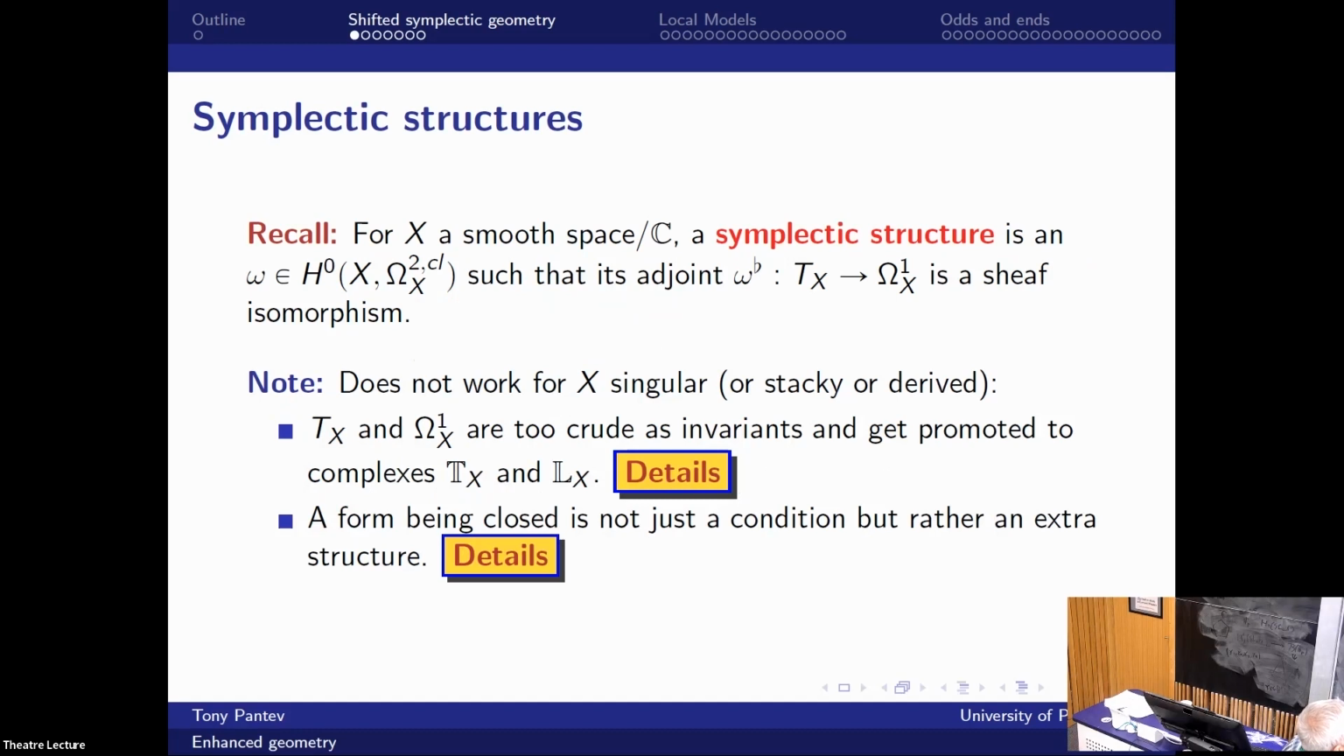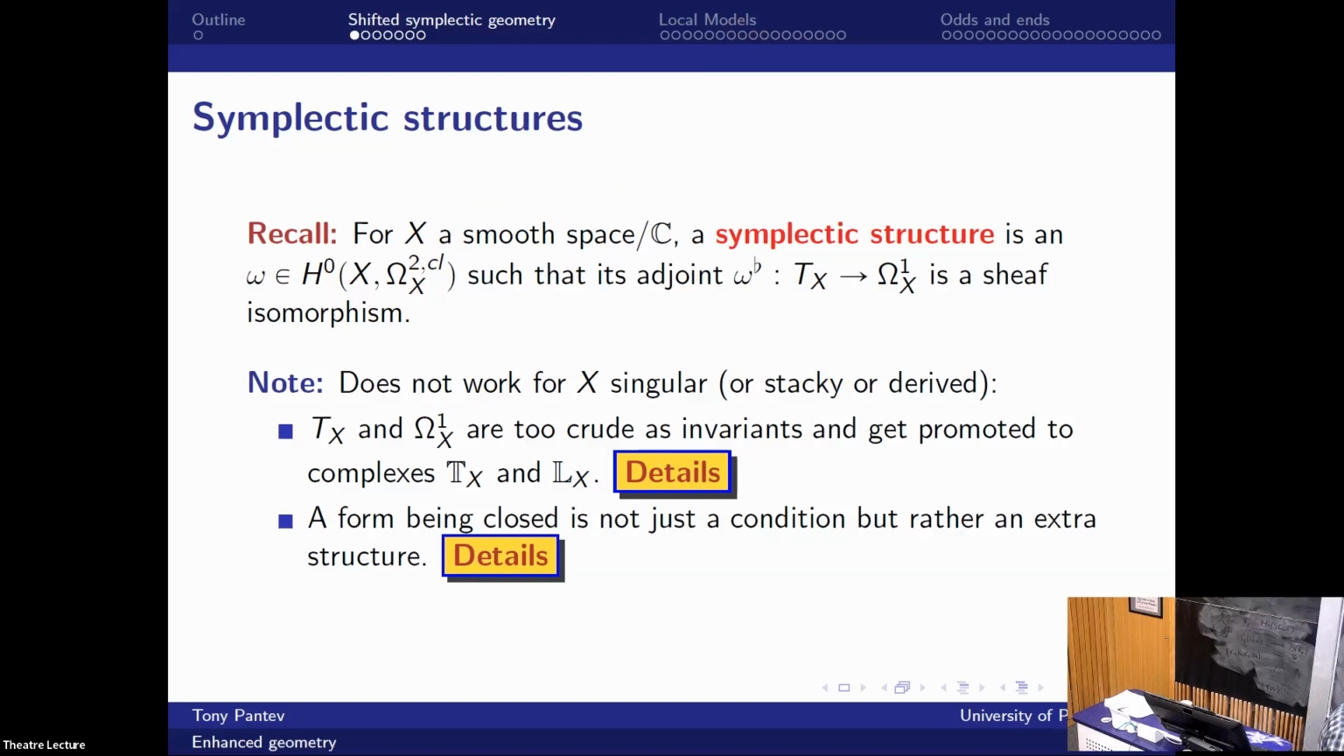Okay, so very quickly, I'm not going to delve into the shifted symplectic geometry, but let me just point out the highlight. If you have a smooth space, say over the complex numbers, a symplectic structure is a closed algebraic two-form such that the contraction of vector fields with that form gives you a map to one-forms, and that map is a sheaf isomorphism. So that's the non-degeneracy condition. And then there is an integrability condition, which I put into saying that the form is closed.